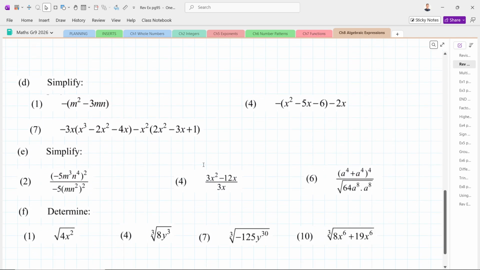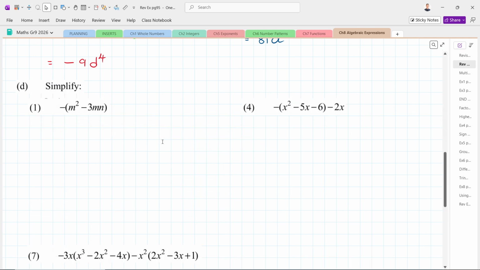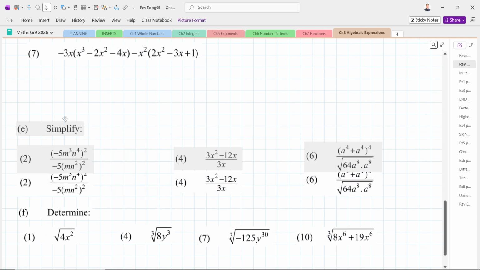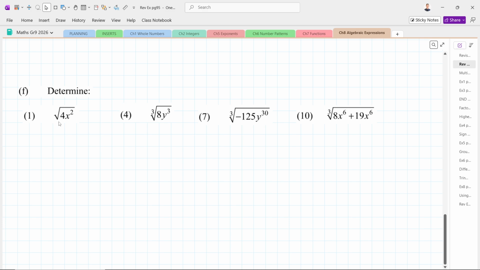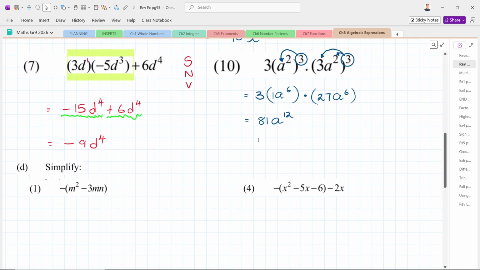Okay. Let's look at D. Now D is going to have a look at your distributive property. I'm only going to do number 1. I'm going to ask you to do 4 and 7 in class. Same by E, I'm only going to do the first one, number 2, and same by F, I'm only going to do the first one and ask you to do the rest in class before we get onto the real new work for you, since this is all revision.